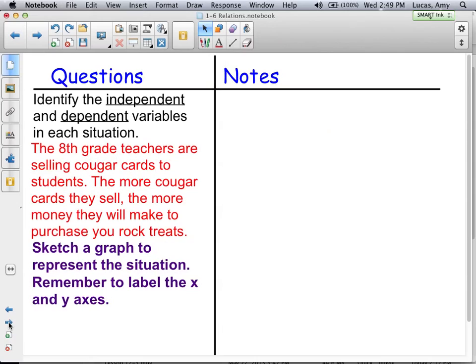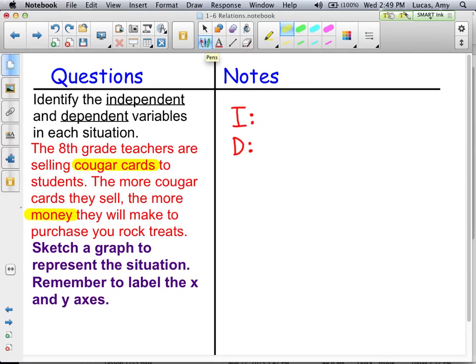Okay, third example, word problems. Independent, dependent. The 8th grade teachers are selling Cougar cards to students. The more Cougar cards they sell, the more money they will make to purchase U-Rock treats. Sketch a graph to represent the situation. Remember to label the x and y axes. Okay, so the 8th grade teachers are selling some sort of cards. So, Cougar cards. And the more cards they sell, the more money they'll make, to purchase treats for students.